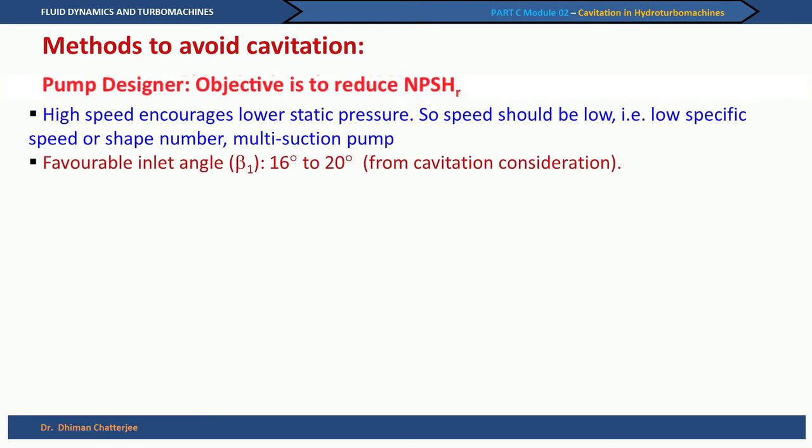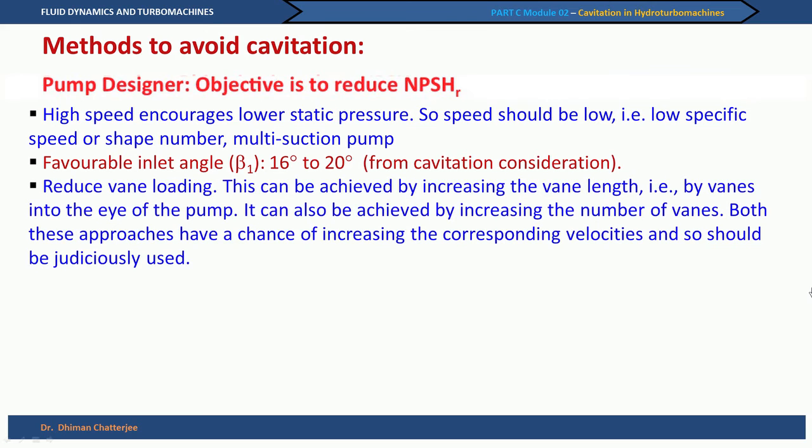Favorable inlet angle: I have already told you that beta 1 should be between 16 and 20 degrees. I reproduce it from the pump lecture, that from the cavitation consideration, the blade angle should be lower. Reducing the vane loading: if you remember, we have talked about vane loading as nothing but the pressure difference on the two surfaces of the vanes. With fewer vanes, we get more vane loading, and so if we want to reduce vane loading, one of the options can be increasing the number of vanes.